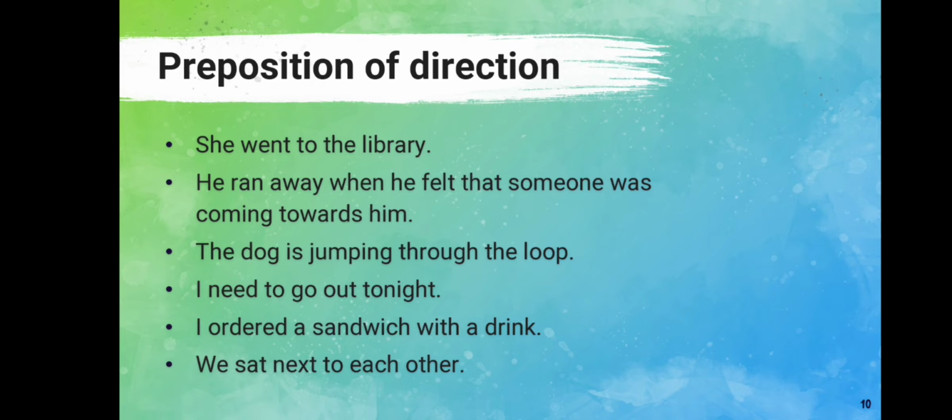Next is preposition of direction or place. You can say: she went to the library. He ran away when he felt that someone was coming towards him. So in these sentences you can see the direction. The preposition shows direction. She went to the library. He ran away. These all show direction.